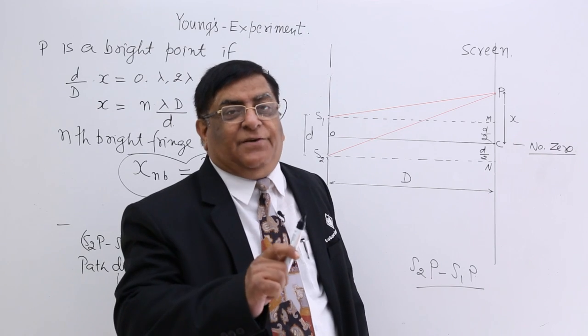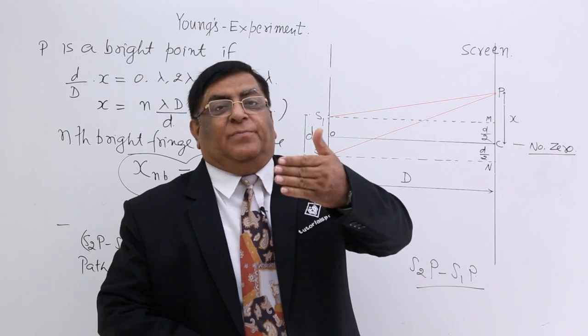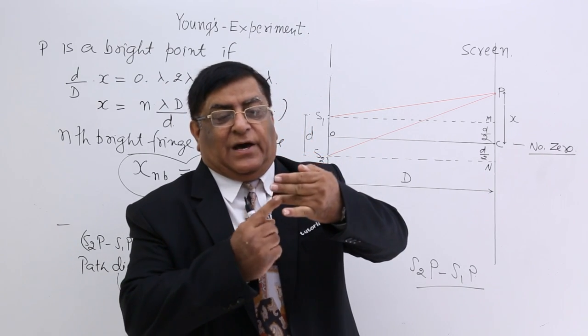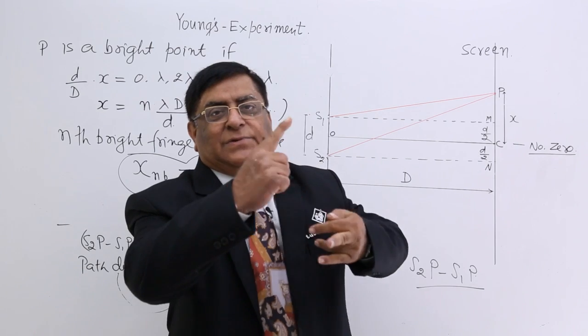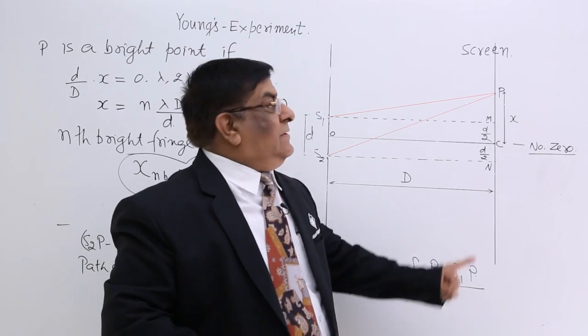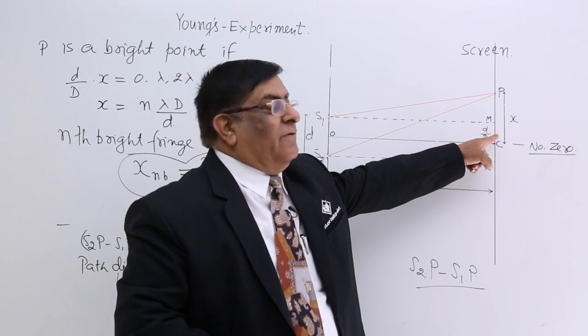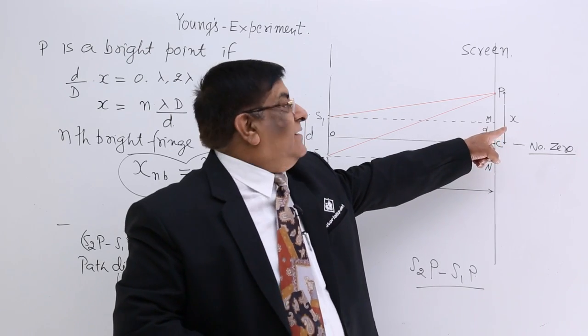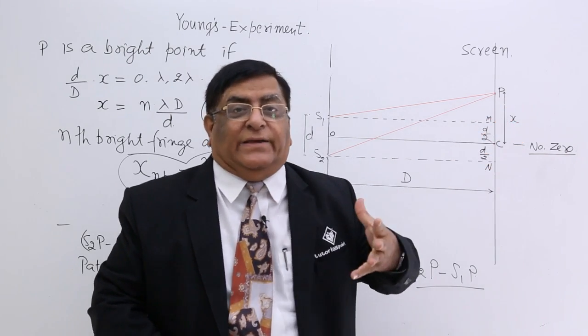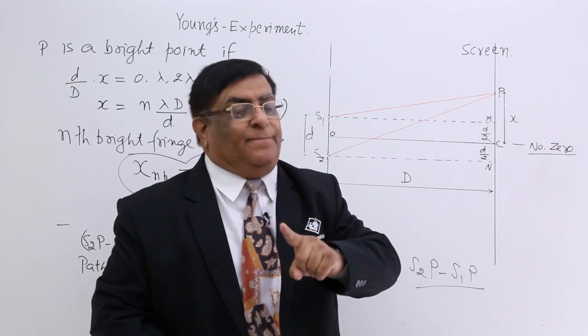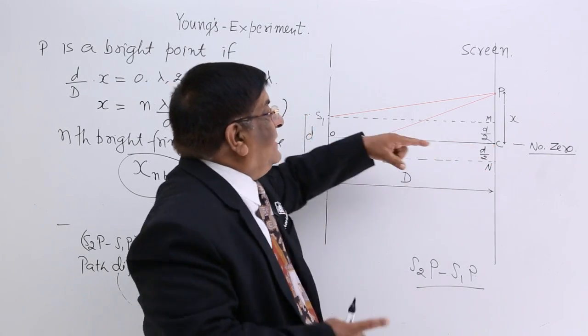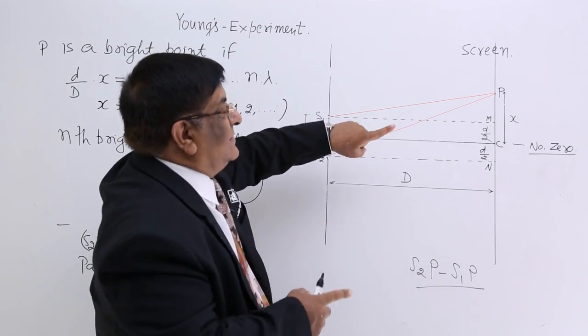In the previous lecture we have seen the fringes will be alternate: bright, dark, bright, dark, bright, dark. This is central bright. After this central bright there will be a dark, then there will be a bright. Why? Listen carefully. Here, what is the difference of the path? 0.